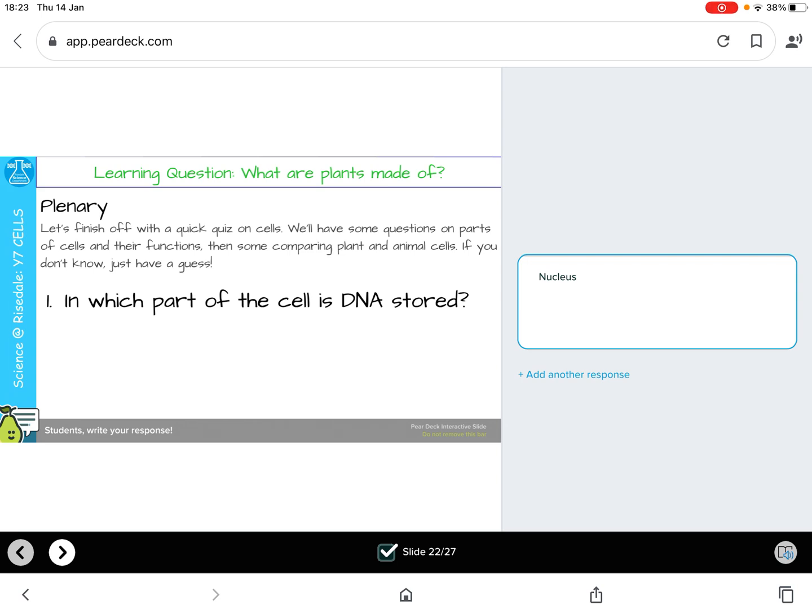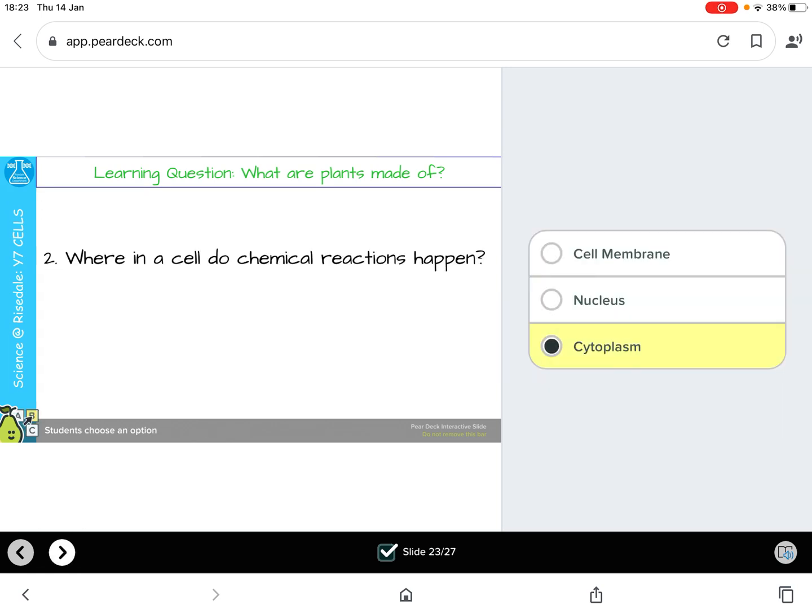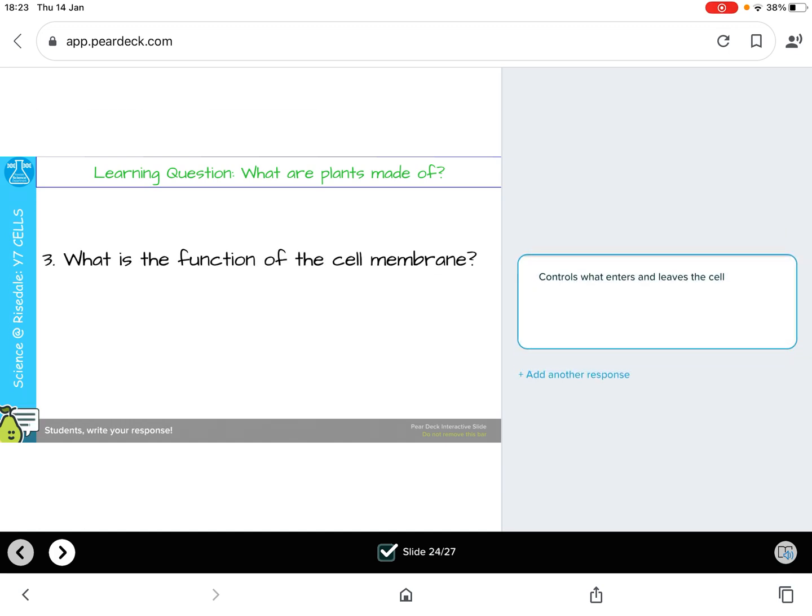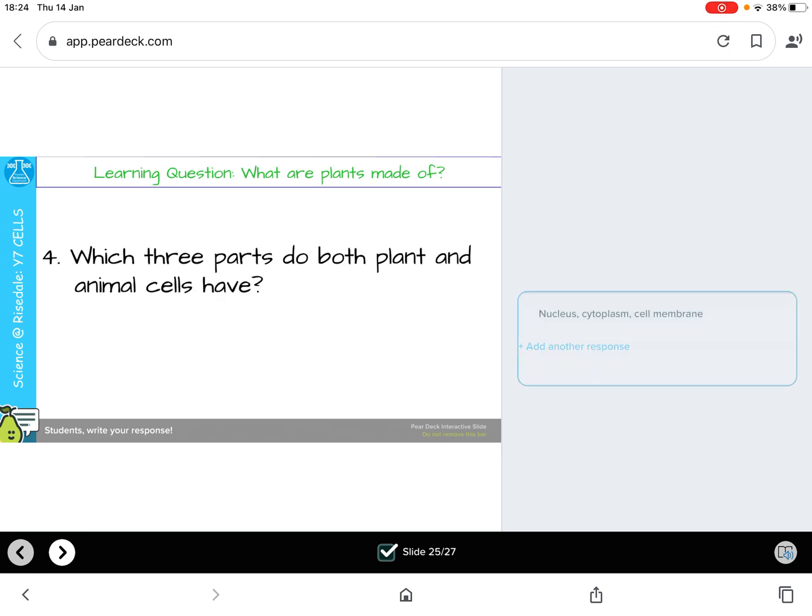So, in which part of the cell is the DNA stored? The answer is the nucleus. Where in a cell do chemical reactions happen? This is the cytoplasm. So it mentioned that in the video. What is the function of the cell membrane? So we've had this question already, but if you watched the video and if you made the notes on your diagram, you would have written down it controls what enters and leaves the cell.